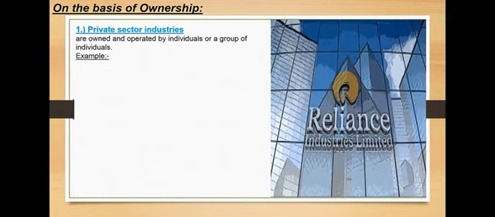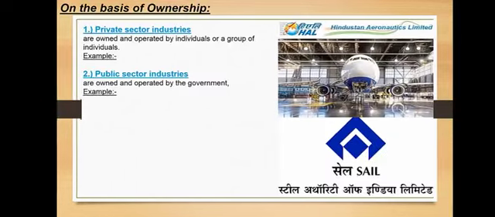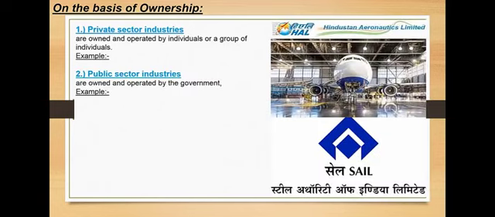Then on the basis of ownership, first one is private sector. It completely belongs to an individual or group of individuals. If the particular industry belongs to me or to me and my friend, that is called private sector. For example, Reliance Industries. And the next one is public sector. From the name itself, we can know it is completely operated by government. HAL, that is Hindustan Aeronautics Limited, and SAIL are the two examples I gave for public sector.